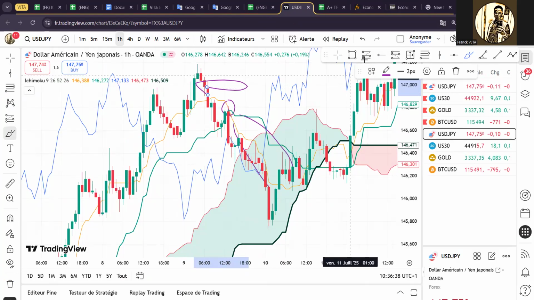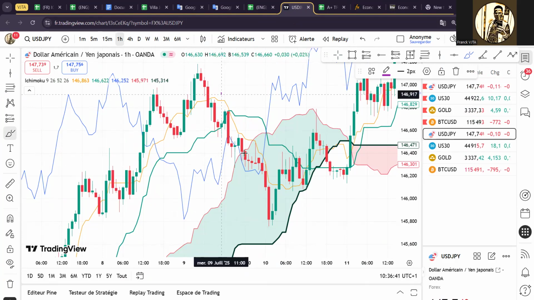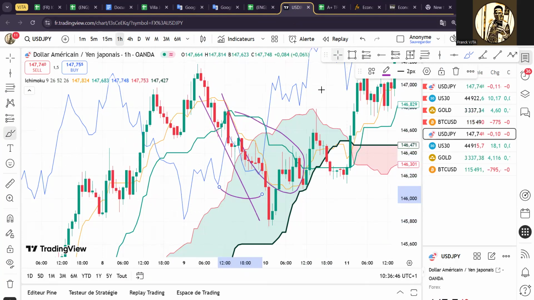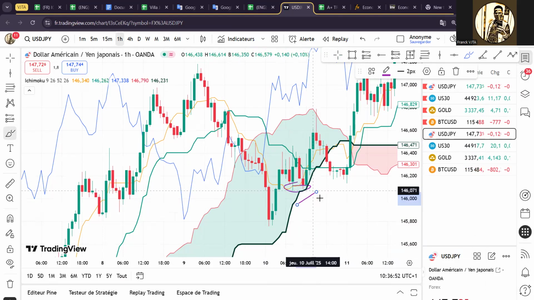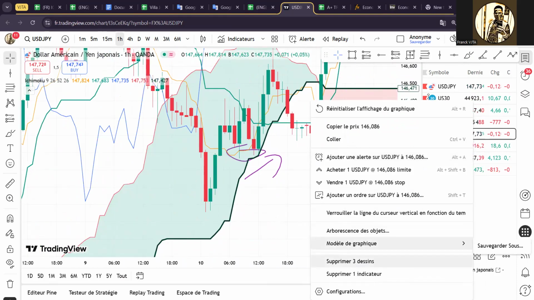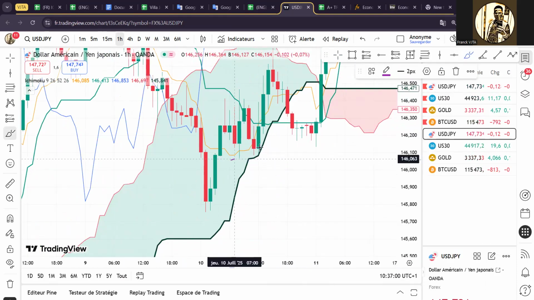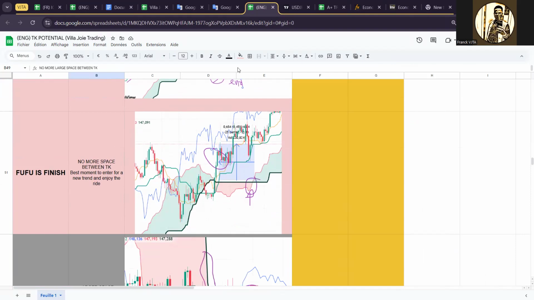How do you know that the correction is finished? Let us take this example. This whole part is the correction. The candles went down. How do you know that the correction is finished? It's just that when you start seeing Tenkan bending to the upside here, then the correction is finished.